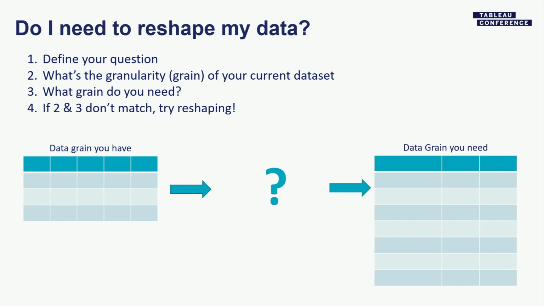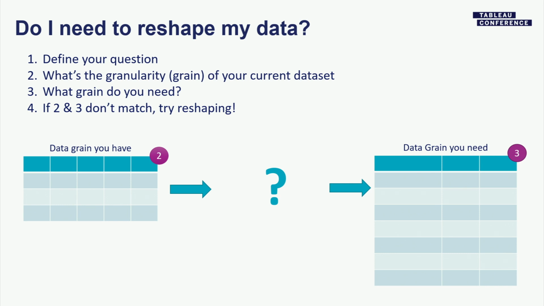So let's try it out. This is the process we tend to go through. We say, first, let's define the question. So get really clear about what you are actually trying to answer with the data set. And then second, you want to say, what is the grain of the data you have? Because I may not have the ideal data to answer a particular question, but if I figure out what I've got, I can start to maybe refine my question.